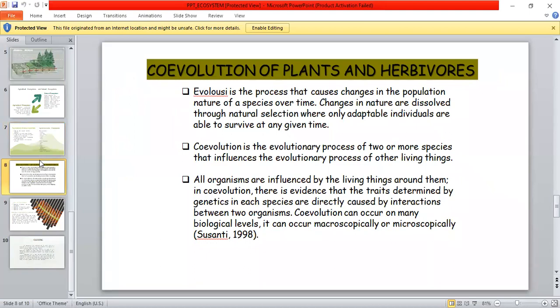Co-evolution of plants and herbivores. Evolution is a process that causes change in the population nature of a species over time. Change in nature is driven by natural selection, where only adaptable individuals are able to survive at any given time. Co-evolution is an evolutionary process of two or more species that influence the evolution process of each other. All organisms are influenced by the living things around them. In co-evolution, there is efficiency determined by genetics between species, directly caused by interaction between two organisms. Co-evolution can occur on many biochemical levels. It can occur macroscopically or microscopically.